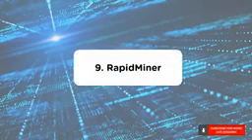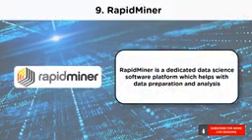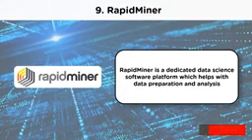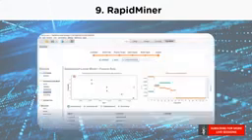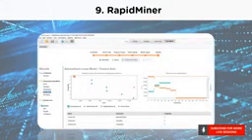Moving on to our next data analysis tool, at number 9, we have RapidMiner. A data science software platform, RapidMiner provides an integrated environment for data preparation, analysis, machine learning, and deep learning. It is used in almost every business and commercial sector. RapidMiner also supports all the steps of the machine learning process. Seen on your screens is the interface of RapidMiner.